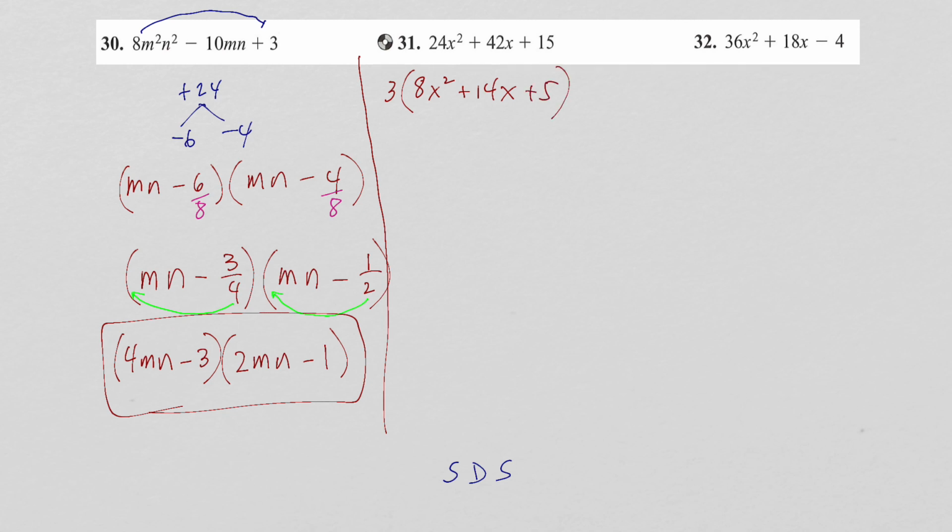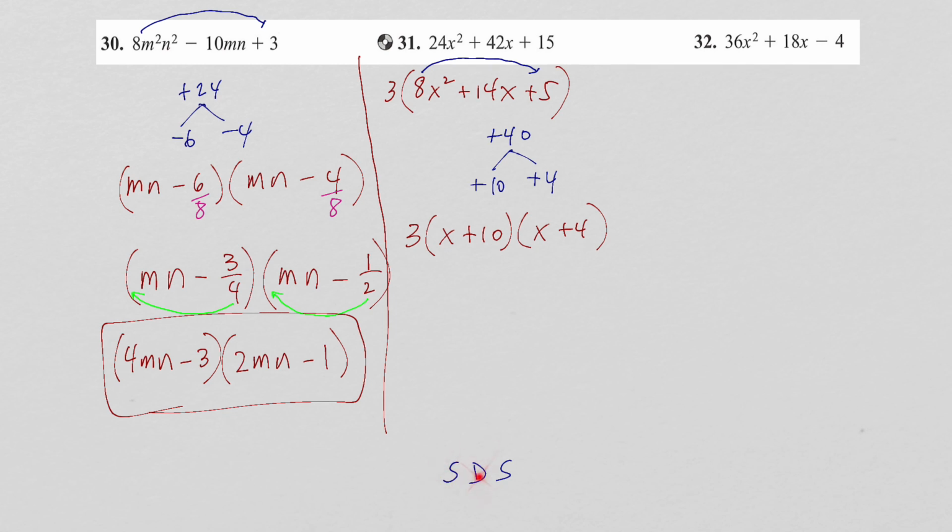Now, see, 24 times 15 was an enormous number, but 8 times 5, that's 40. That's easy. So we'll multiply the 8 times 5 and we get positive 40. Because it's positive, they're both the same. This tells me they're both positive, which means they're adding up to 14. So 10 and 4. So don't forget about this 3 sitting out in front. But we have x plus 10 and x plus 4.